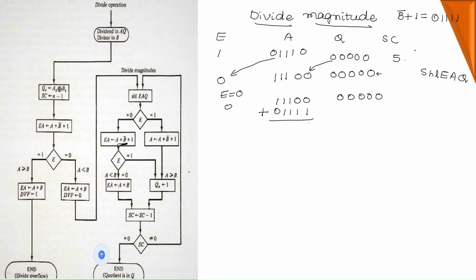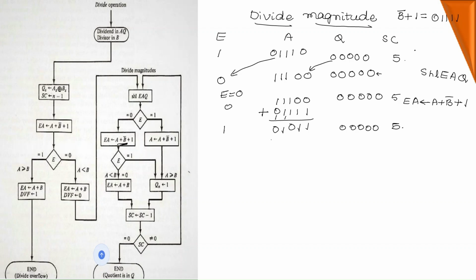So we add this 01111. It gives you 1110 11, and E becomes 1. So you get a carry out of this addition which is stored in the E flip-flop. After performing A plus B complement plus 1, so here what you are doing? EA implies A plus B complement plus 1, with sequence counter 5. Now after this Q becomes 00000 and 5.